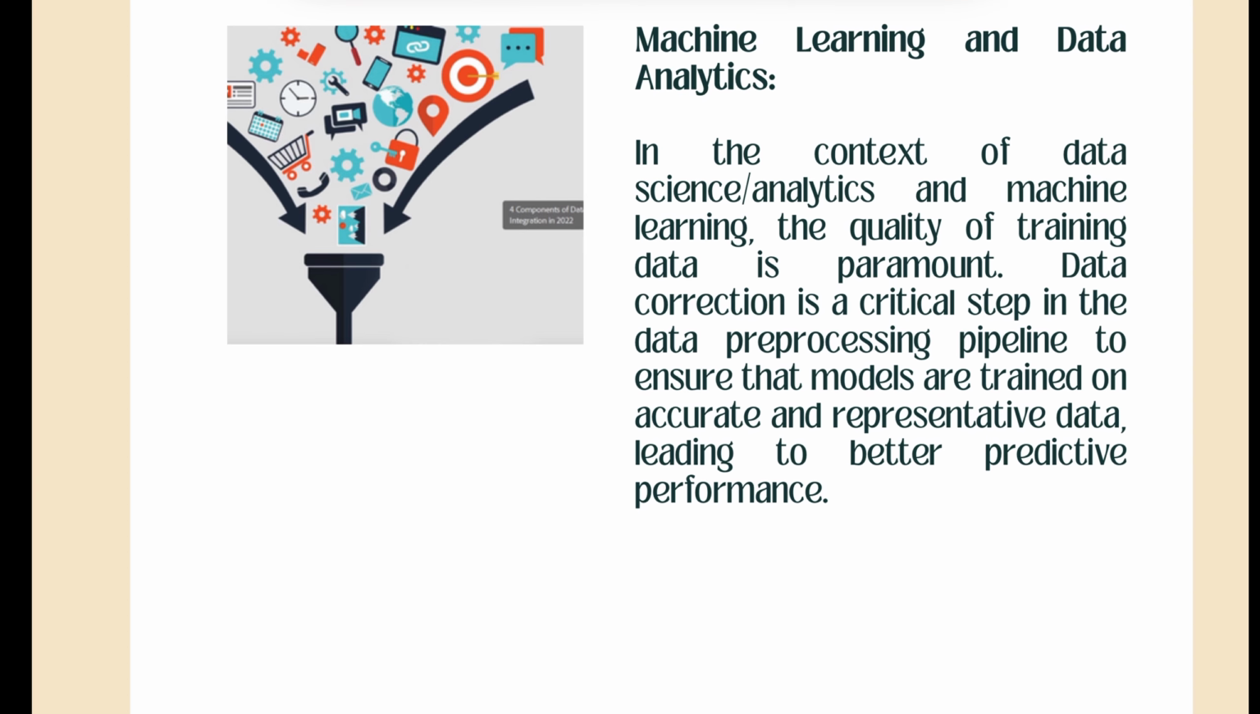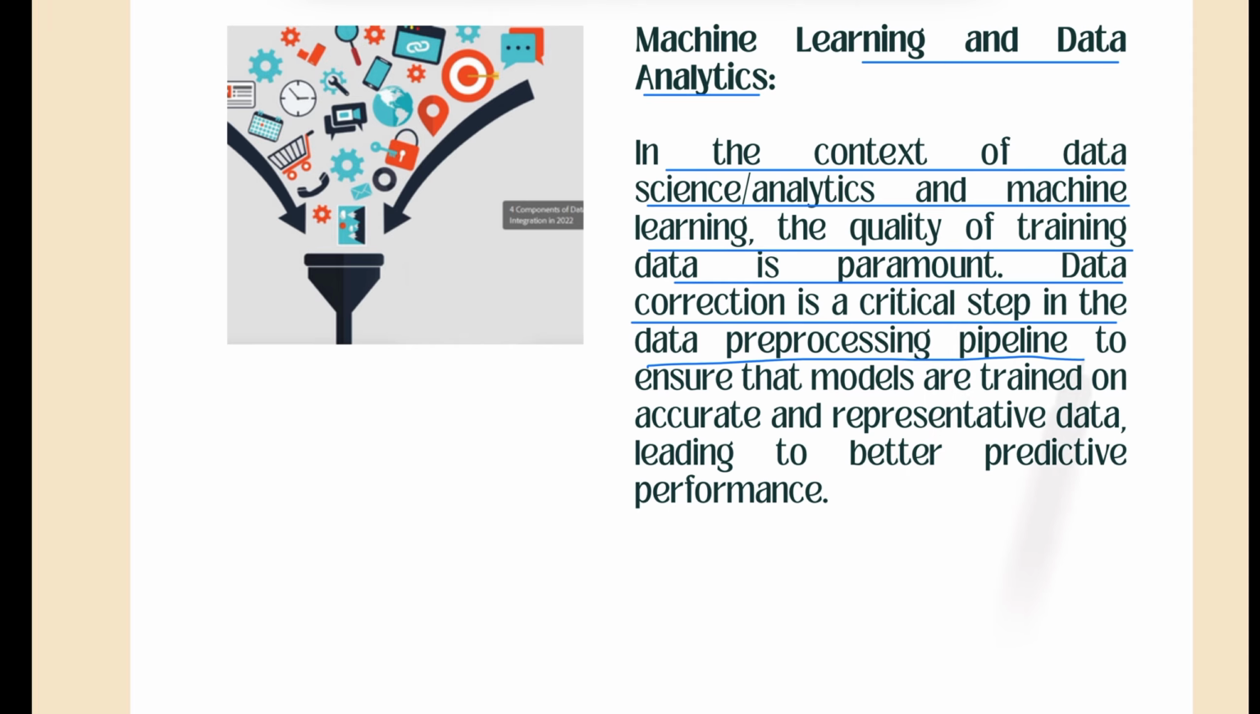Next is machine learning and data analytics. In the context of data science, analytics, and machine learning, the quality of the training data is paramount. Data correction is a crucial step in data pre-processing pipelines to ensure that models are trained on accurate and representative data, leading to better predictive performance.